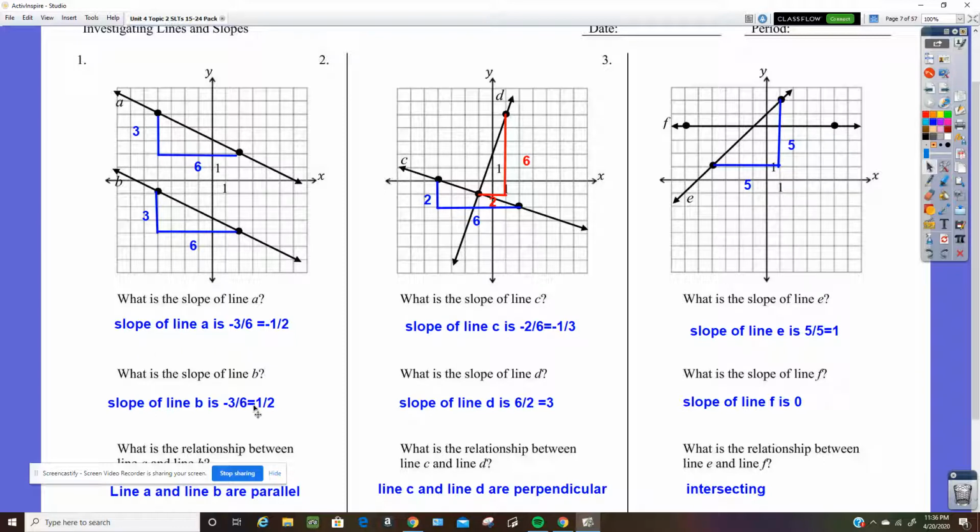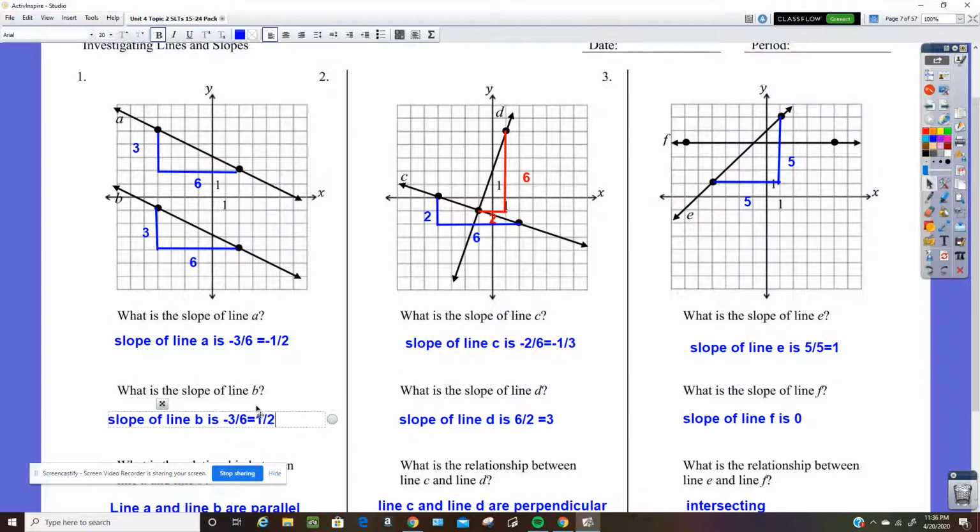This right here should say negative 1/2 also. This should also be negative 1/2. So both of these lines, the rise is 3 and the run is 6, so 3 over 6. But since this is falling from left to right, it's a negatively sloped line, negative 1/2. Or the second way I can do it, I'm not going to do every single one this way, but just to show you one of these.